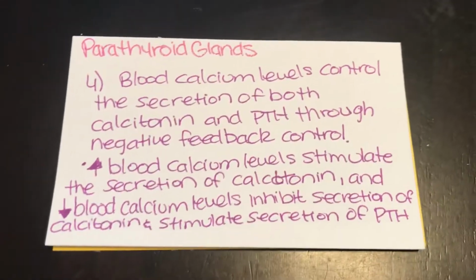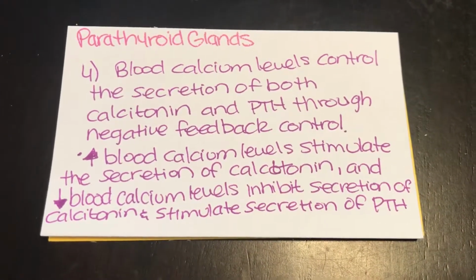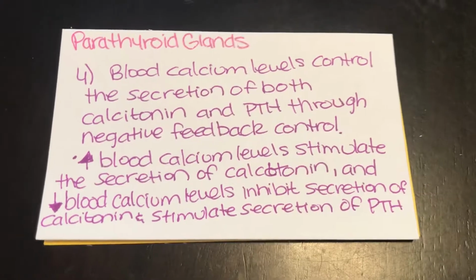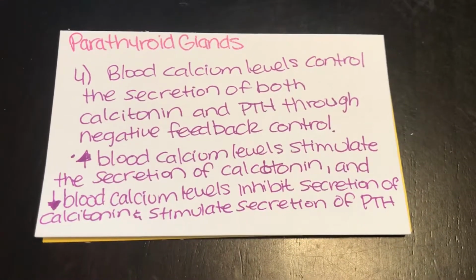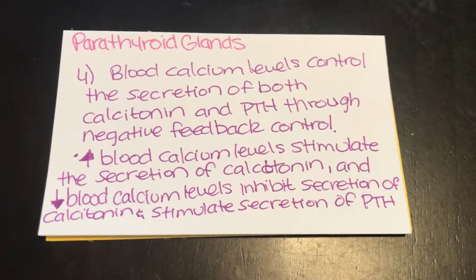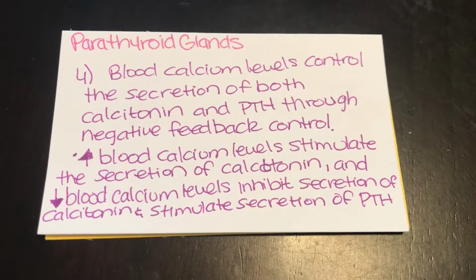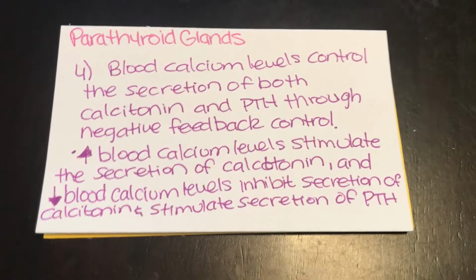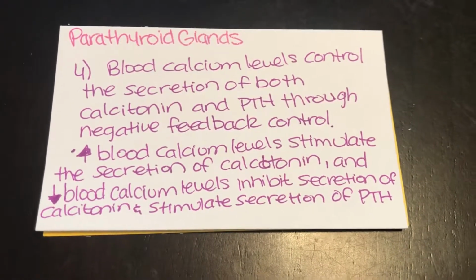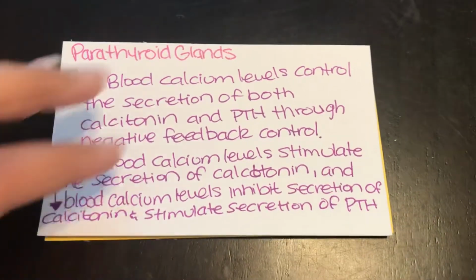Number 4, blood calcium levels control the secretion of both calcitonin and PTH through negative feedback control. So an increased blood calcium level stimulates the secretion of calcitonin, and a decreased blood calcium level is going to inhibit secretion of calcitonin, and it stimulates secretion of PTH.